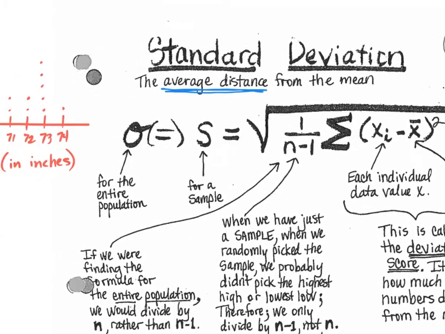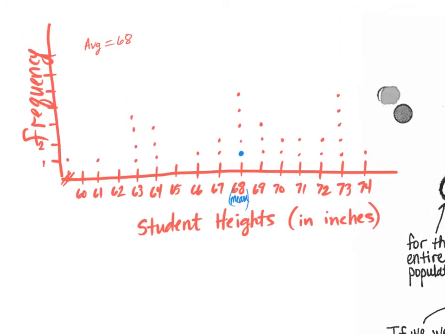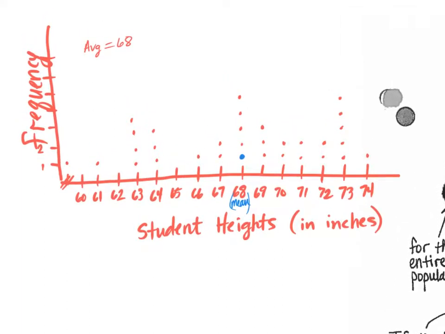So if we're thinking about our class data of all of our heights, then we would want to know how far, on average, these heights are away from this mean of 68 inches. See, so like how far are these numbers away from the mean on average? Okay, so that's what we're looking at. And so we're going to compute that.